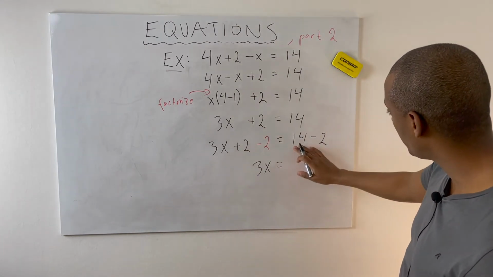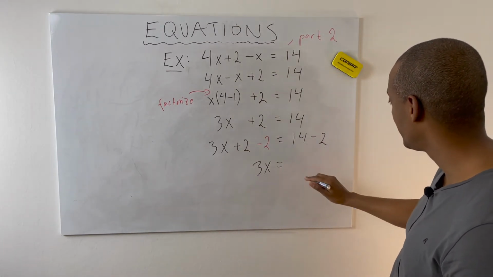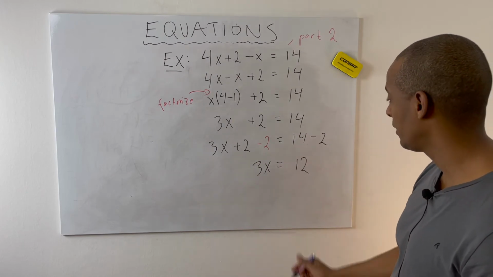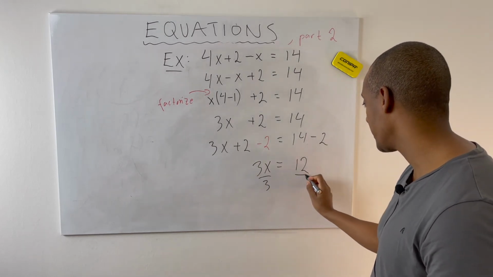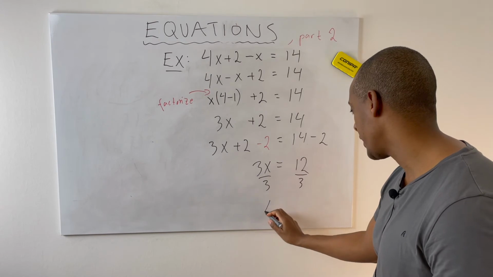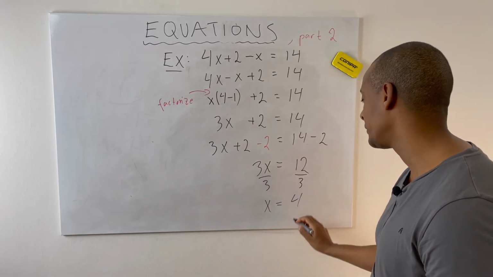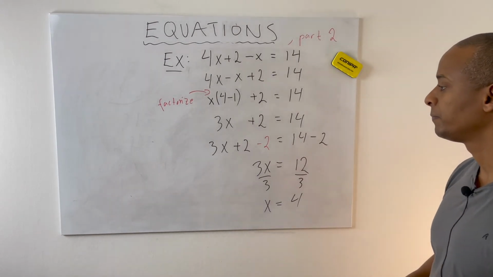And then on the right hand side we have 14 minus 2, that's 12. And now we divide by 3 on both sides to get rid of the 3. We end up with x is equal to 4. That's the solution.